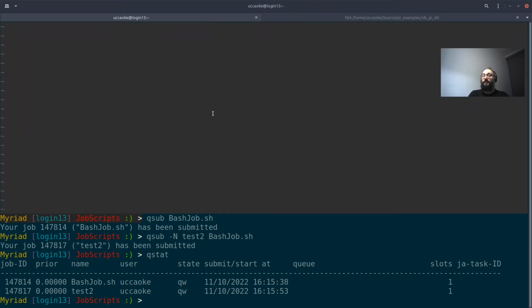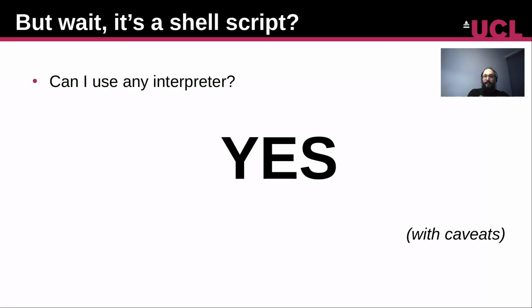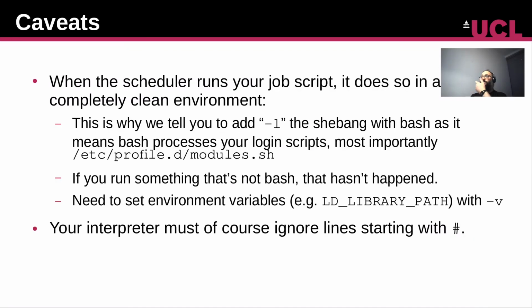So, you might be thinking, I can submit a bash shell script as a job. Can I use any interpreter? And the answer is yes, with some caveats. As I said before, when the scheduler runs your script, it does it in a completely clean environment. That's why we tell you to put the -l in, so it acts as a login shell. The main reason for this is that we provide a lot of software on our systems via a thing called environment modules, and for that to work properly, your login script has to source the file /etc/profile.d/modules.sh, right? If you run something that's not bash or is not a login shell, that has not happened.